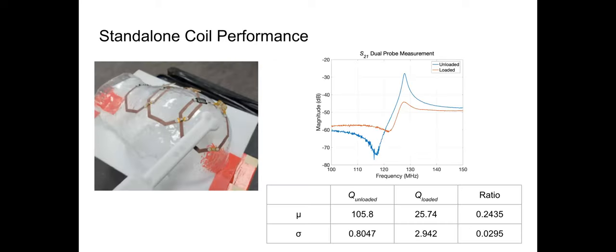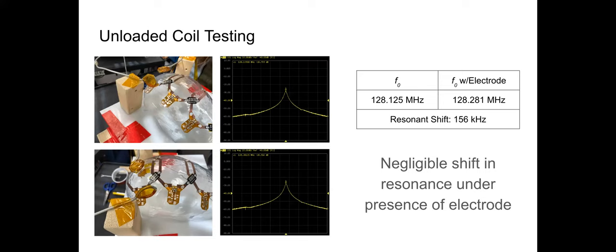In standalone performance, the coil resonates at or near the Larmor frequency at 3T and produces a Q loaded to Q unloaded ratio of around a fourth on average. So this is better than the standard ratio of a third, which is desired to achieve body noise dominance. When the coil is loaded, there is a small, negligible shift in resonance in the presence of an electrode, as shown in the plots and in the table.